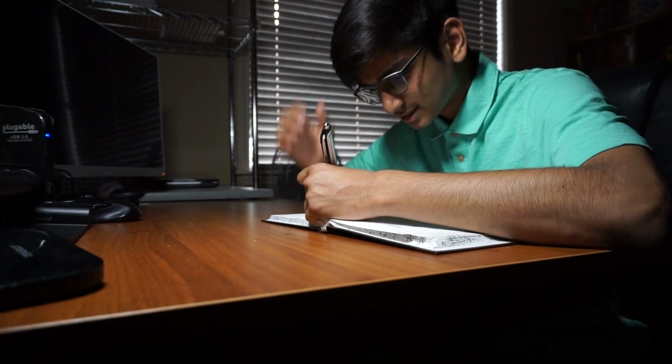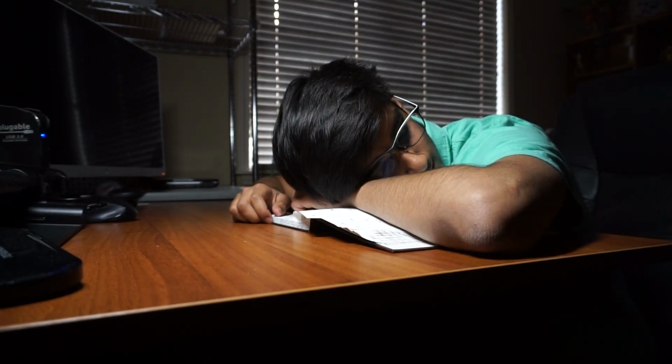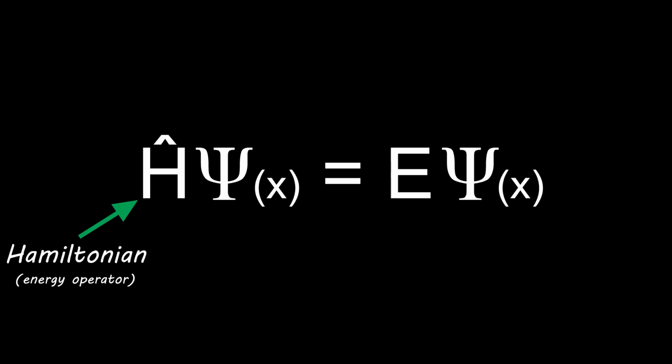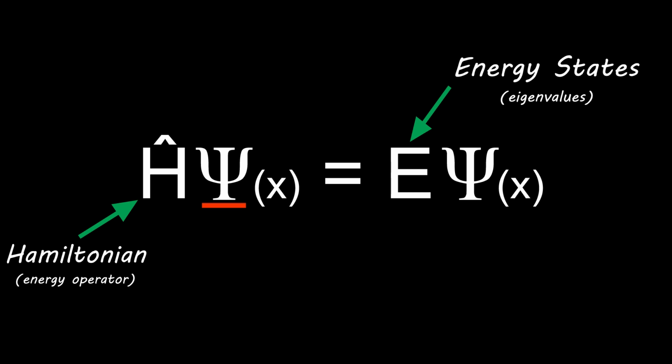I'm not going to bore you with the math calculations because believe me, you will fall asleep. But this is the equation in its simplest form. The Hamiltonian is a set of mathematical operations that operate on the wave function. When operated on the wave function, it produces the corresponding energy states known as eigenvalues.